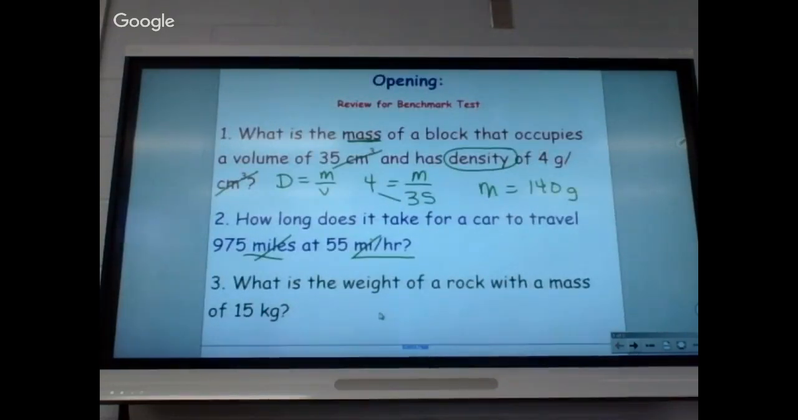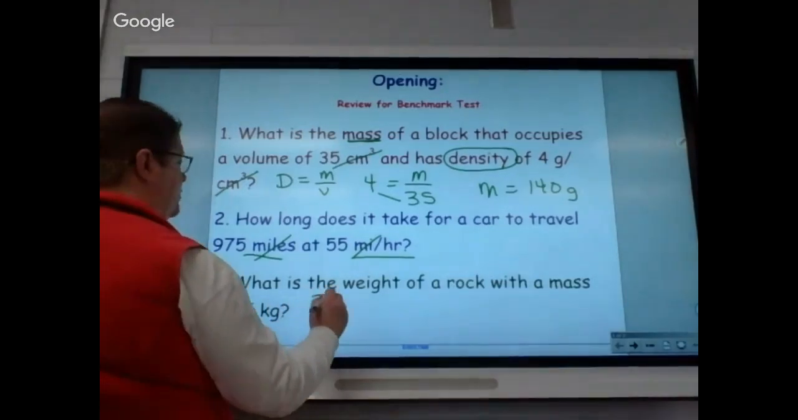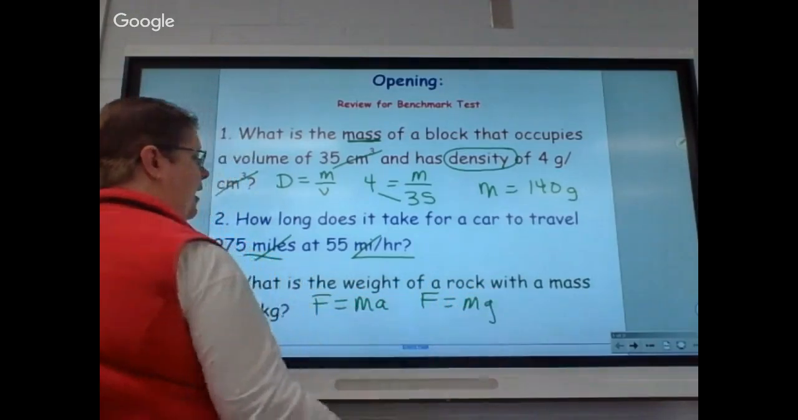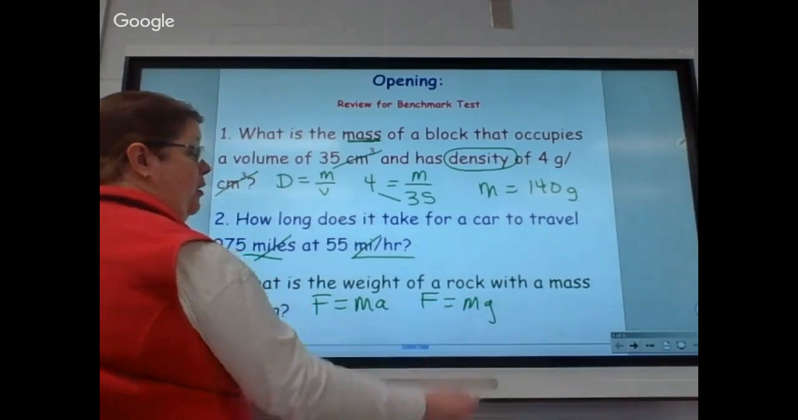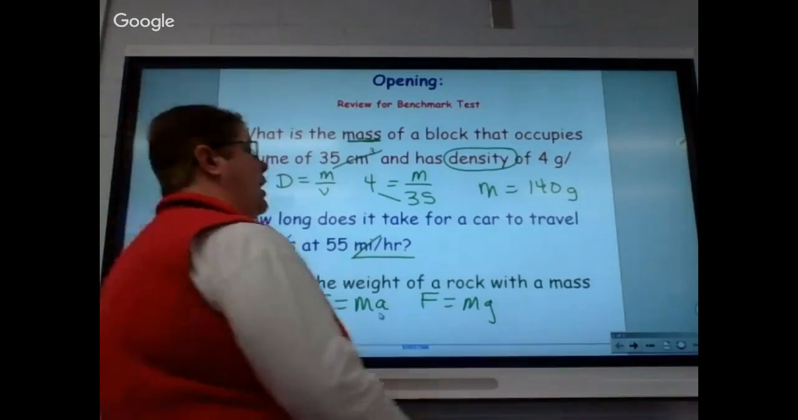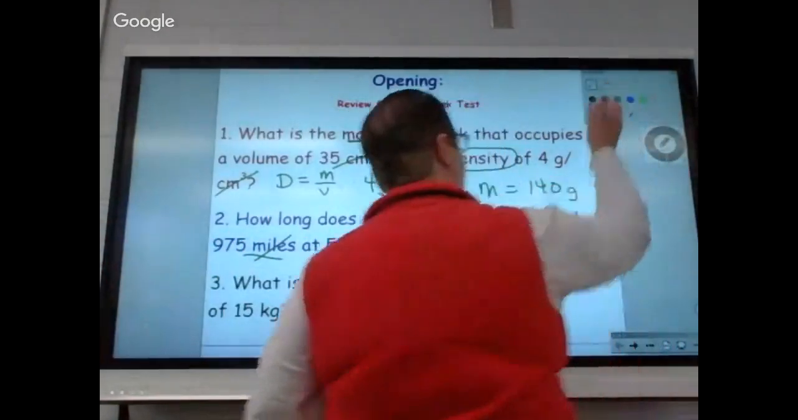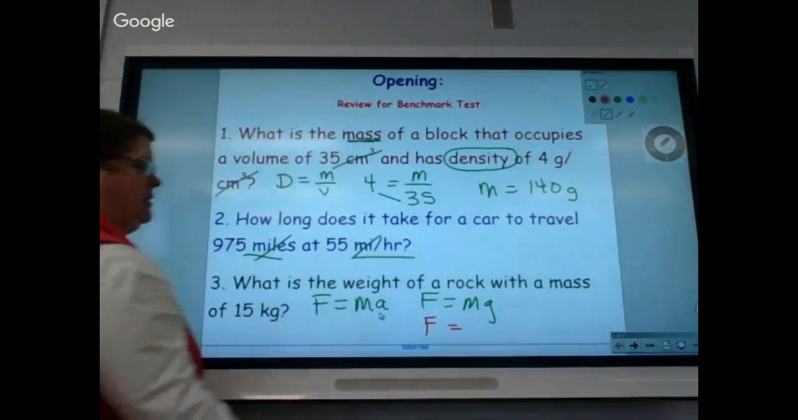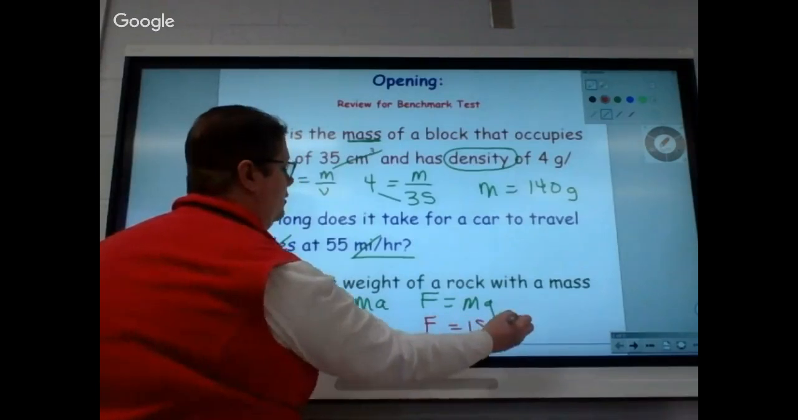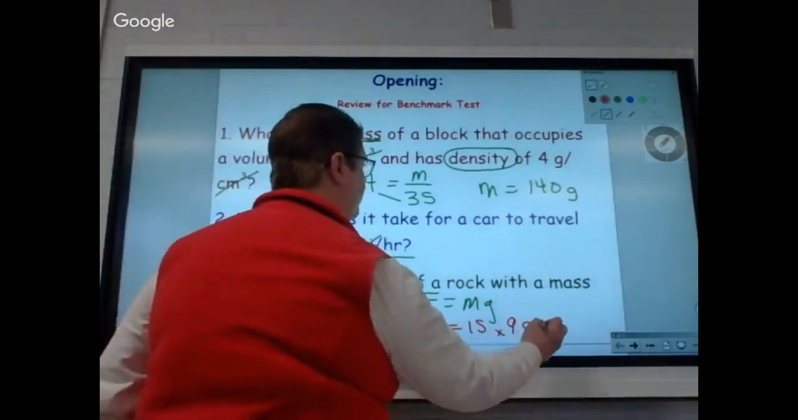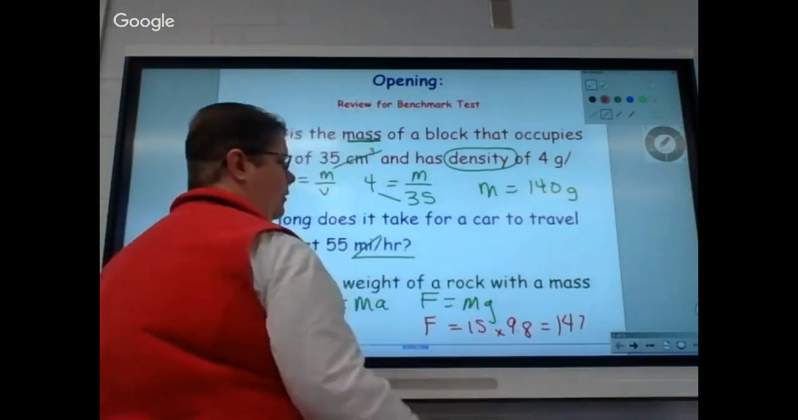So number 3, how do we find weight? F equals... All right, F equals mg or F equals ma. You can use either one. Doesn't matter. F equals mg is the formula that says weight on your card, but F equals ma is the same formula. You choose. All right, so which letter stands for weight? F is weight. So what's the mass? And what is A or G? So what do you get when you multiply? And what unit goes on it?